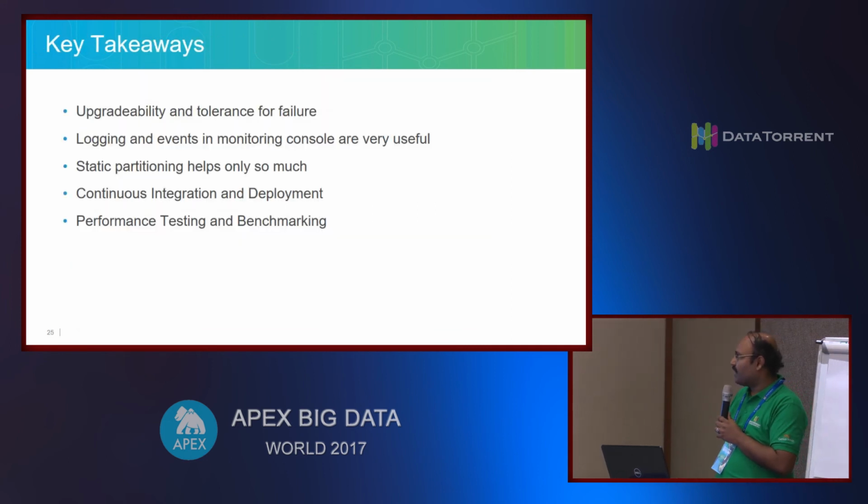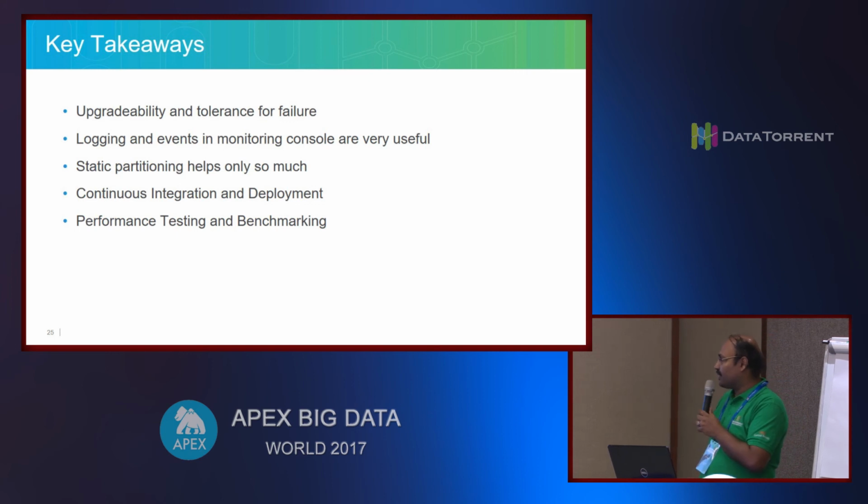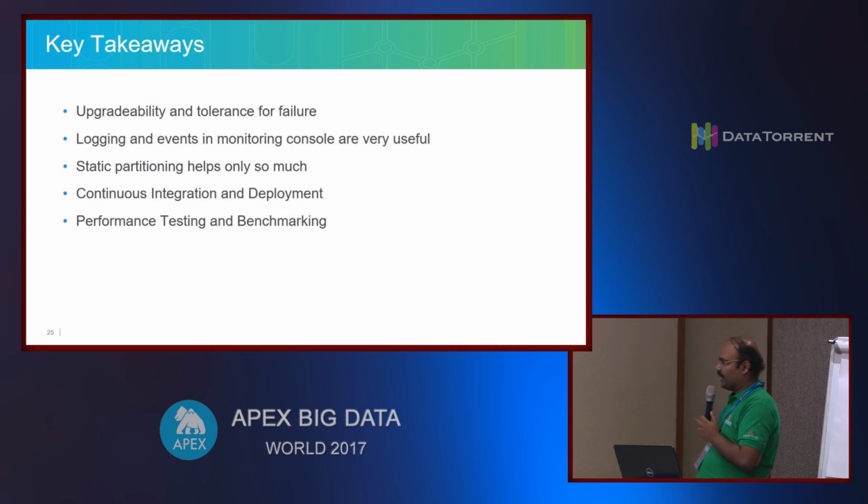Some of the key takeaways: the system was tolerant to failure. Upgradability was important, and we achieved that. The logging and events were very useful, as G told us. They went with dynamic partitioning because they found static partitioning limiting, since they want to be able to scale up and down dynamically. And yeah, those are some of their takeaways.